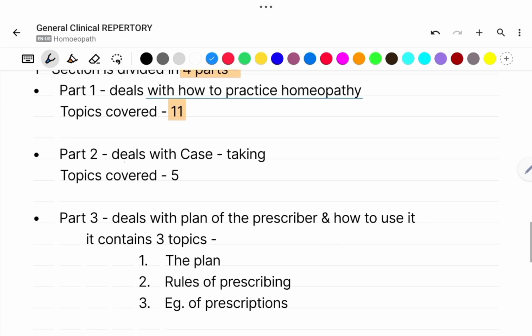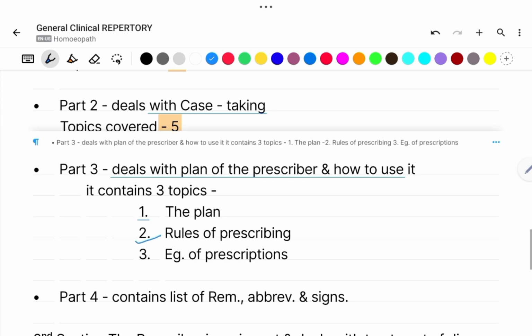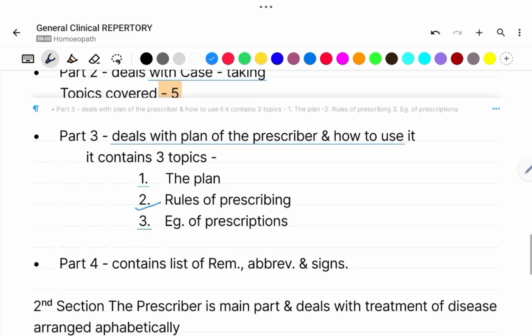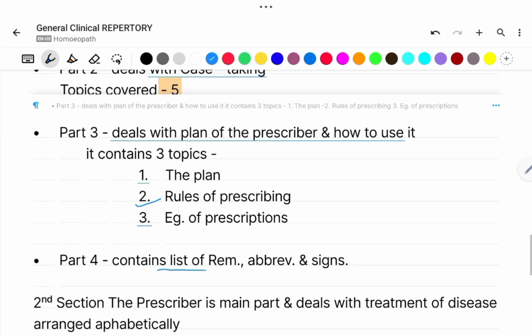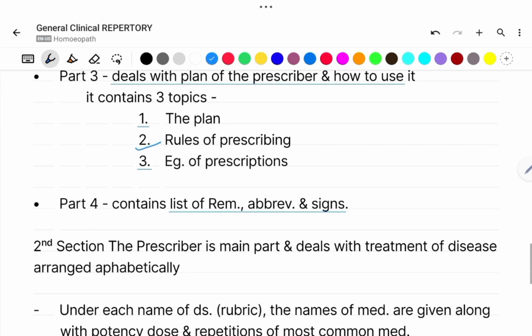Second part deals with case taking and topics covered in this part are 5. Part 3 deals with the plan of the prescriber and how to use it. It contains 3 topics. First is the plan, second is rules of prescribing, and third is example of prescriptions. And the fourth part consists of list of remedies, abbreviations and signs. So this was section 1.